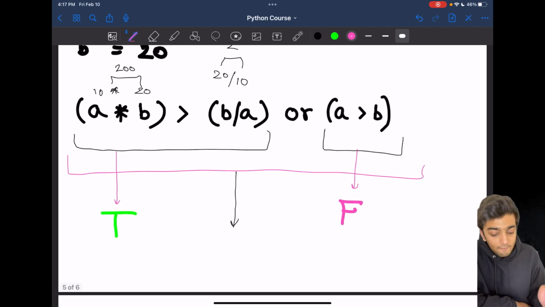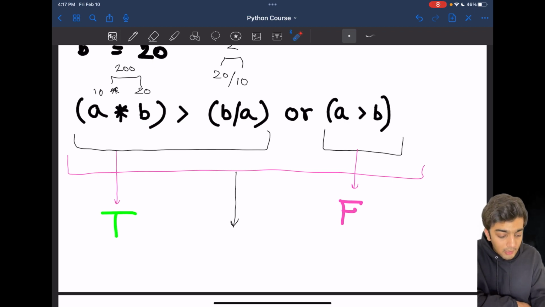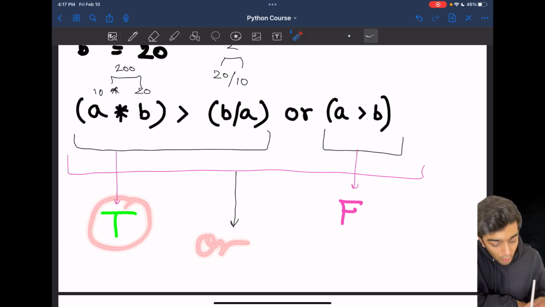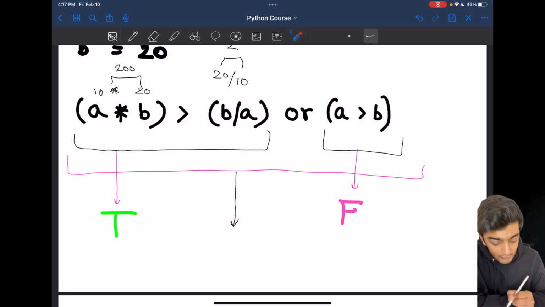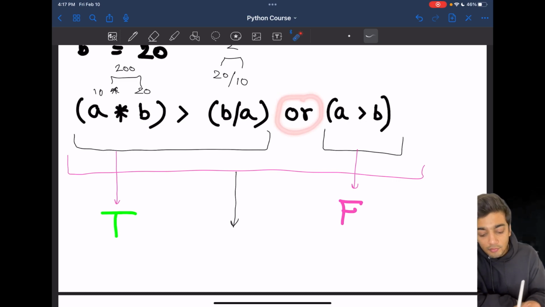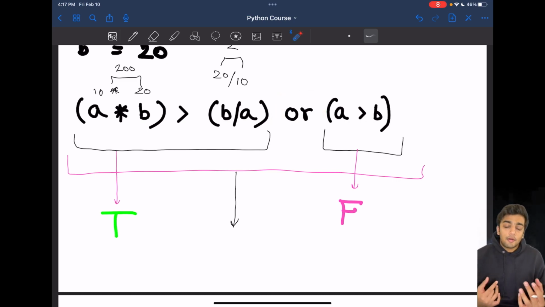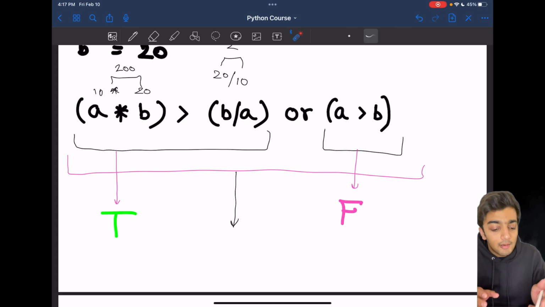And finally, we've got the whole equation. In the case of our complete equation, we've got true or false. So we need to consider either of these two. What happens when you're using the or operator is that if either of the two conditions is true, it's going to return a true final value.